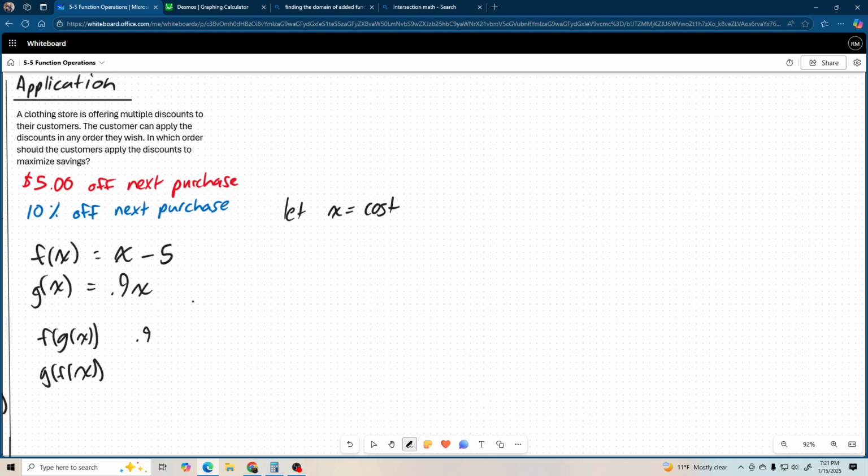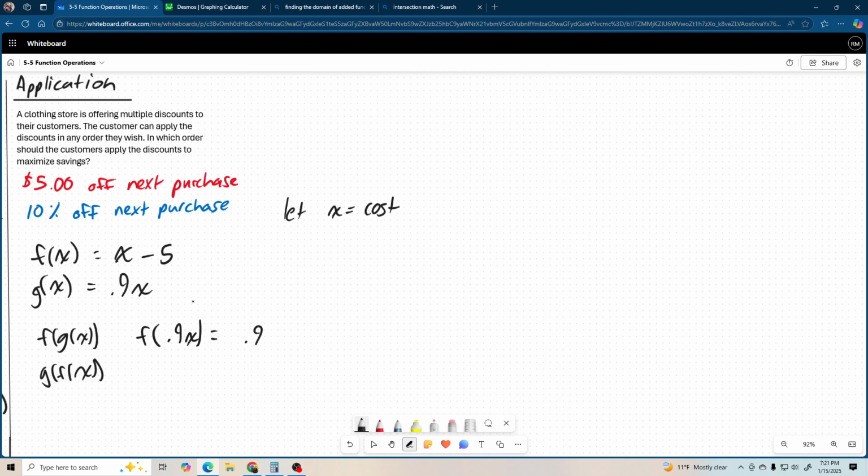So this is g of x, which we already knew, 0.9x, and then we are taking f of g of x. Anywhere we have an x, we're going to put g of x, which was 0.9x, and that's going to give us 0.9x minus 5. So this is f of g of x. This is if first we take the 10% off, g of x, and then we take the $5 off afterward.